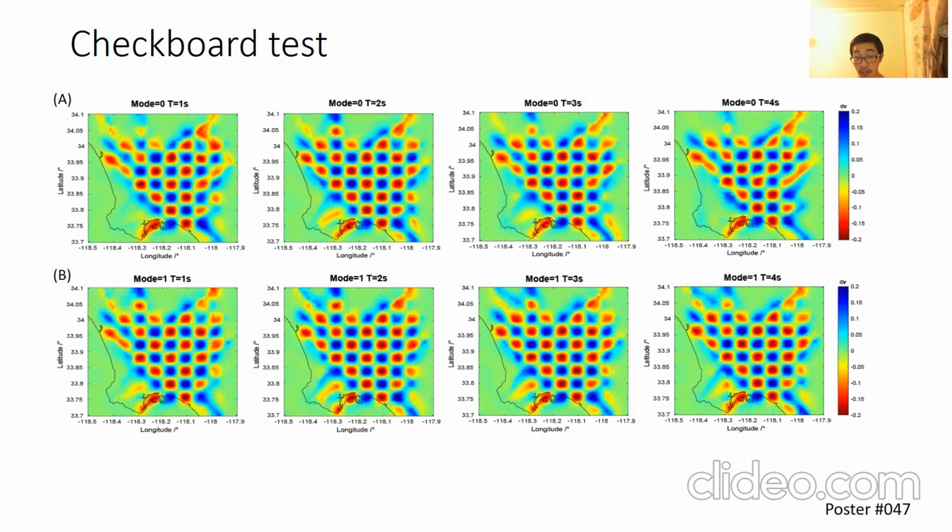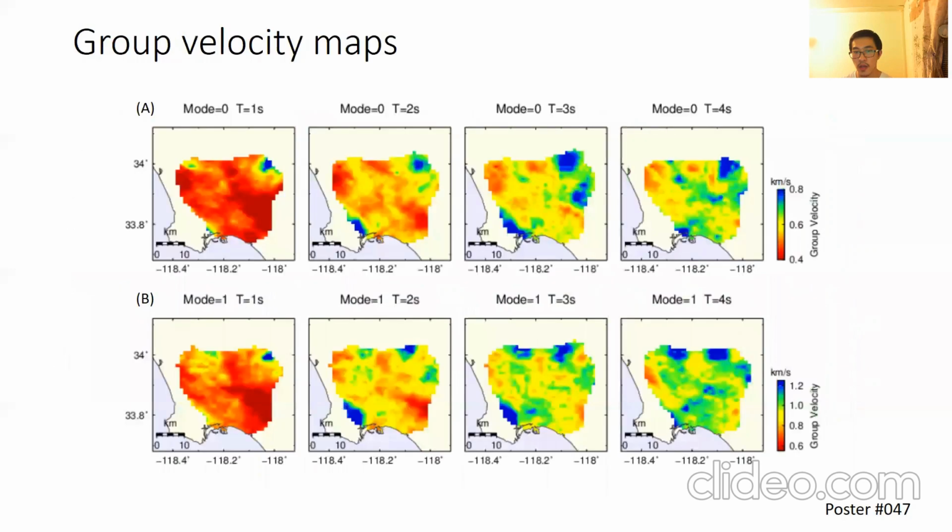The checkerboard resolution maps for 2 different modes and 4 different periods show that the resolution for the central portion of the Array Basin is very good. So we obtain group velocity maps through the standard straight ray seismic tomography.